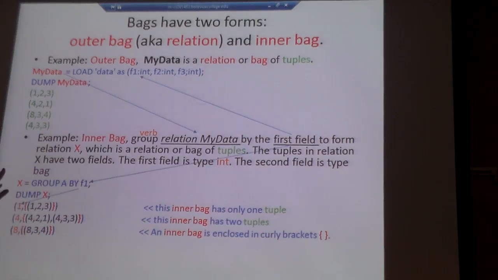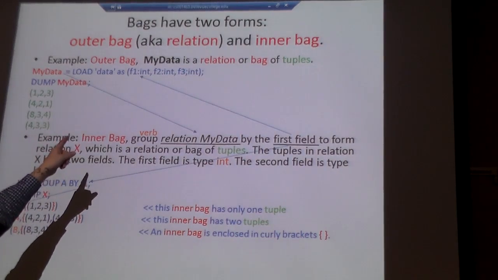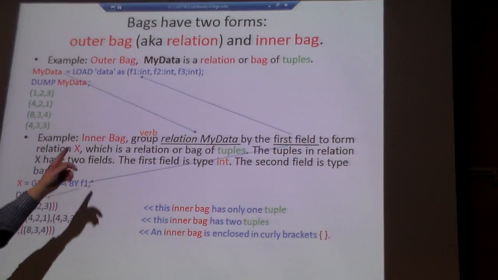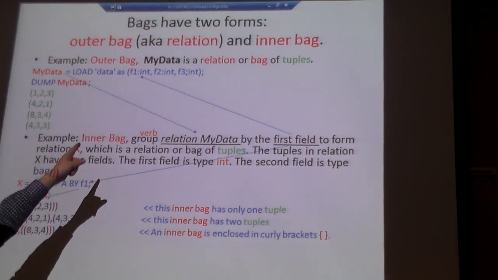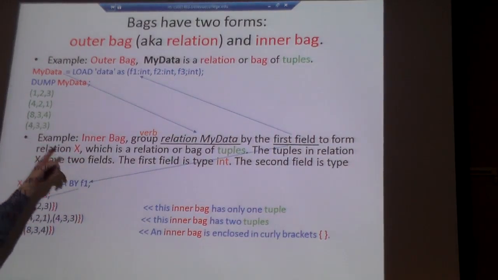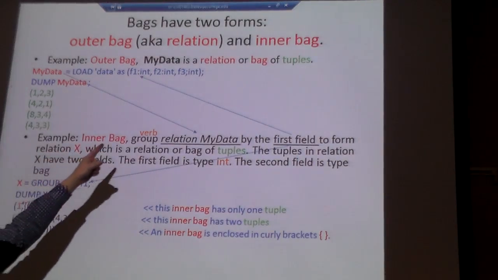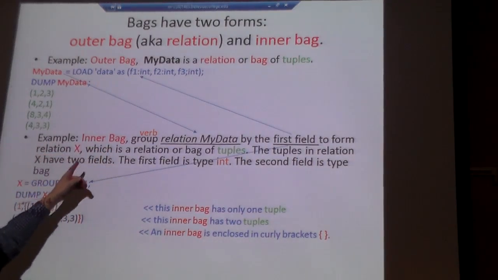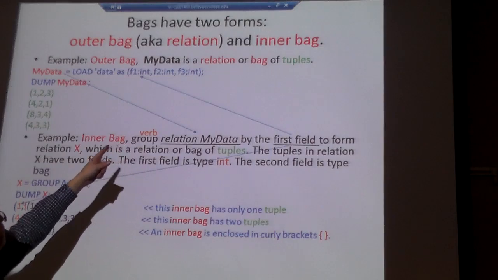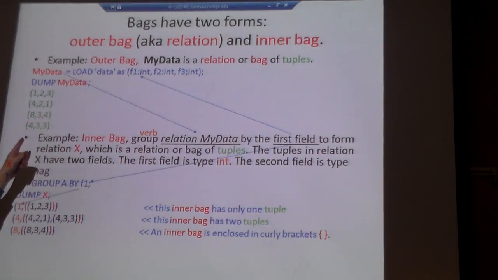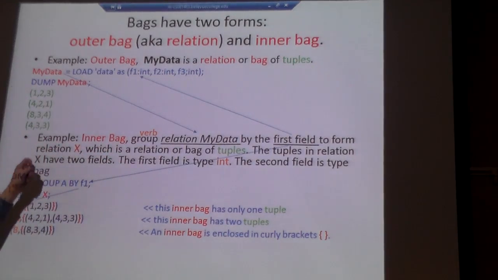It would be 1, 2, 3, carriage return, 4, 2, 1, carriage return. And you would say, my data equal load data as, and then you would say, how do I want to treat 1? Treat it as an integer. How do I want to treat 2? Treat it as an integer. I could say int, int, string, at which point this 1, 2 would be integer, integer, string 3, if you wanted to.